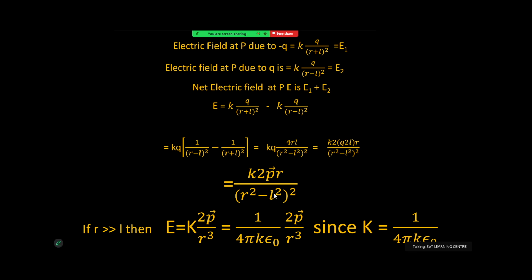In case we assume that r, that is the distance from the center of the dipole to the point P, is much larger compared to the distance L, we can remove the value of L, and then it becomes this way. Now remember, if you substitute the value of k, this is the electrical field on the axis of an electrical dipole.